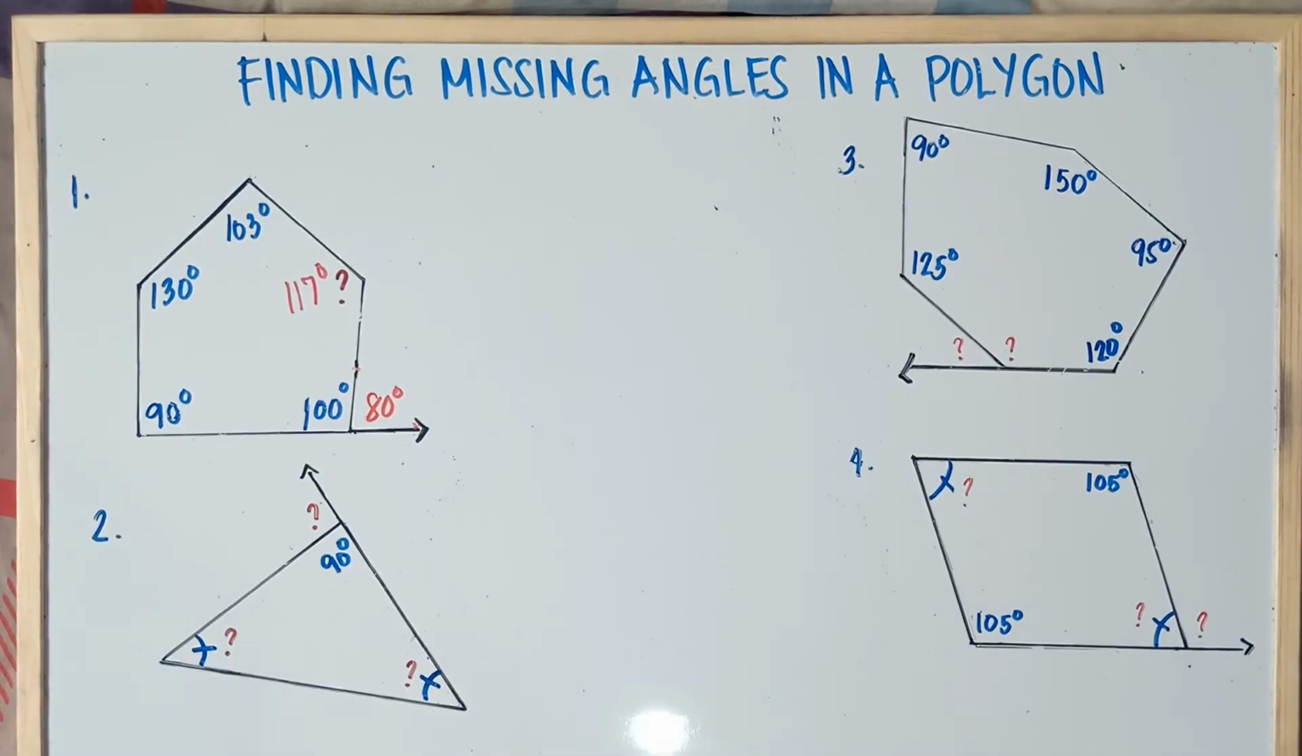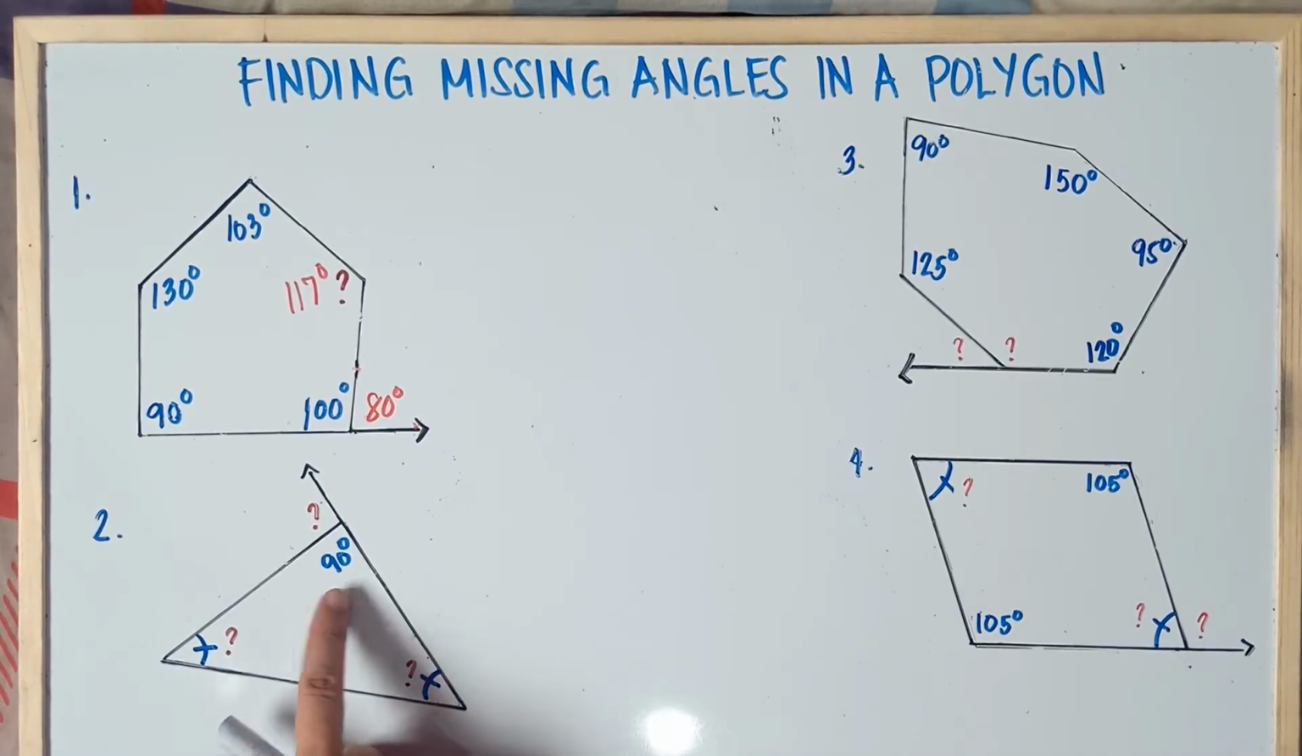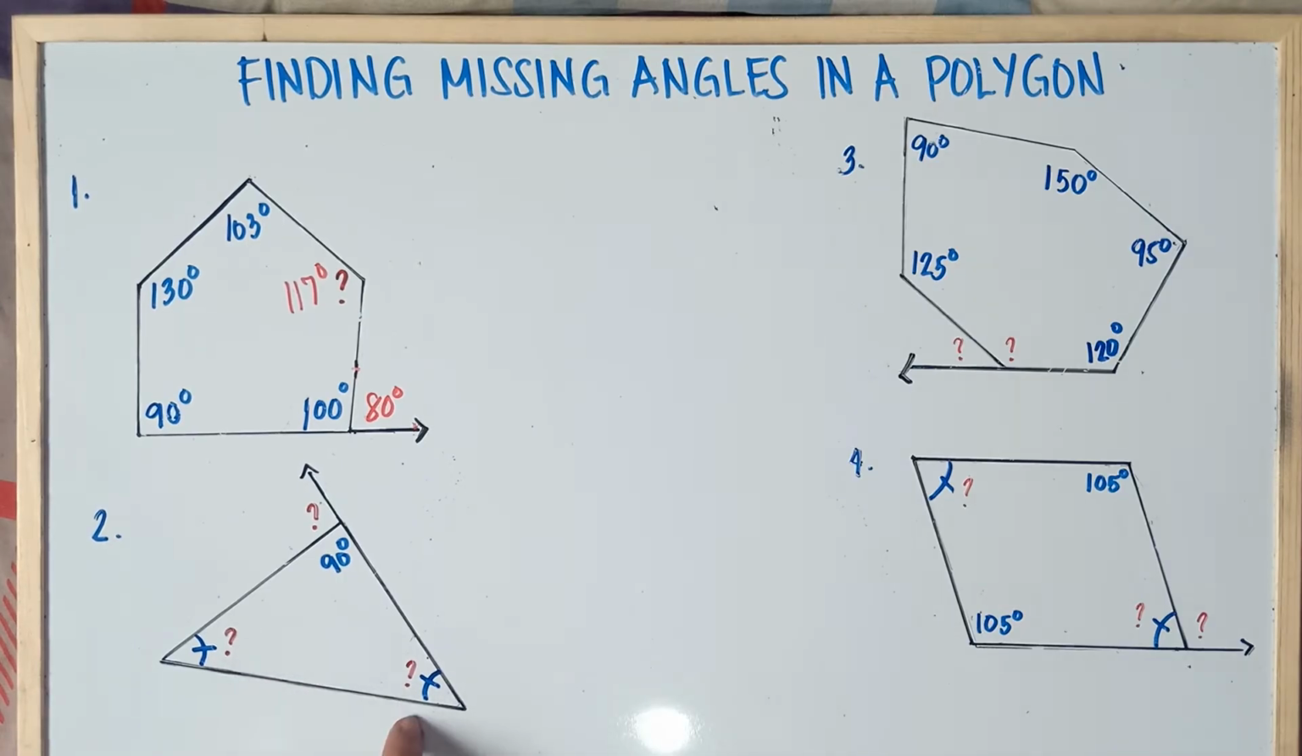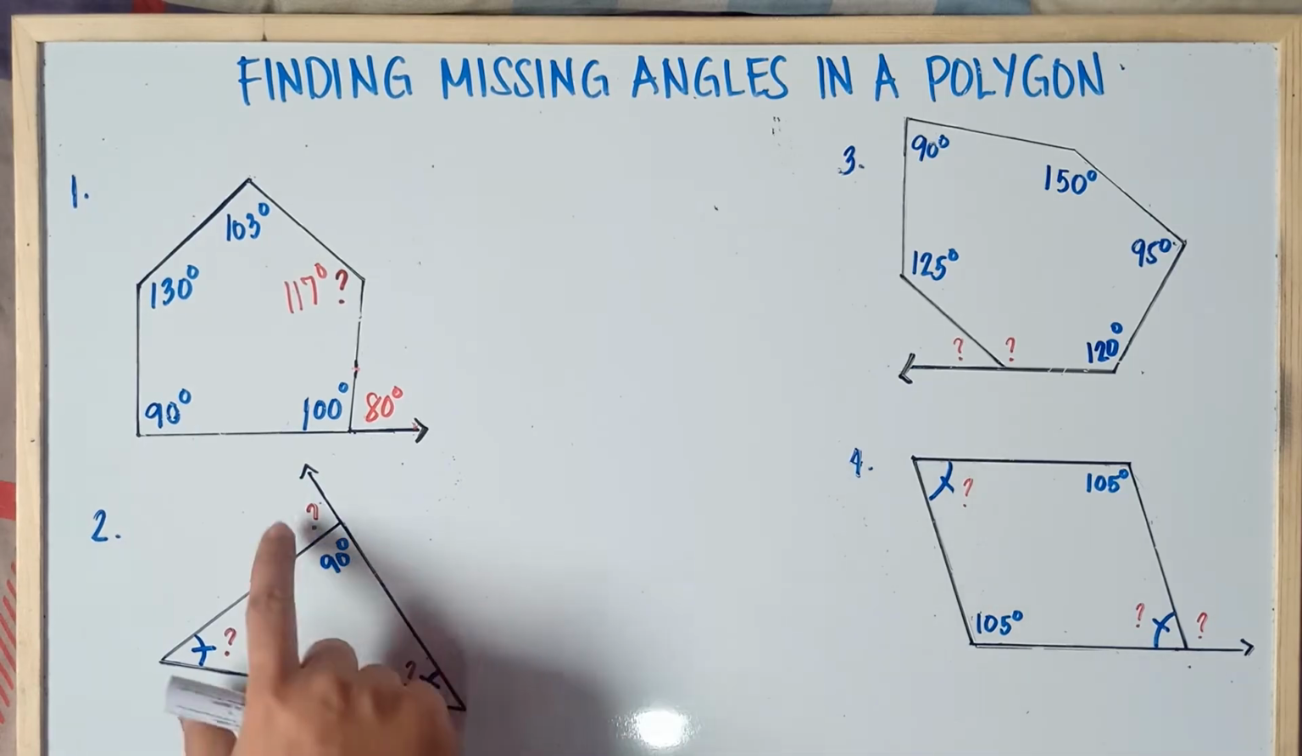Alright, so we are given 90 degrees and we're told to find this angle and this angle. Now, if you have this kind of marking, class, it means that these 2 angles are congruent.